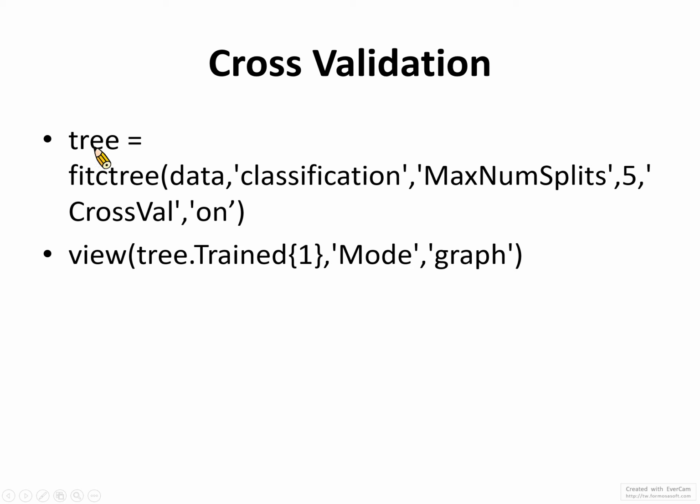So use the same command, fitctree, then we can add a parameter, cross-validation on, which means that we will turn on the cross-validation feature in this tree model. And also, we don't want so many decision points, because if you want the model to be very practical in clinical practice, you should make the model as simple as possible.